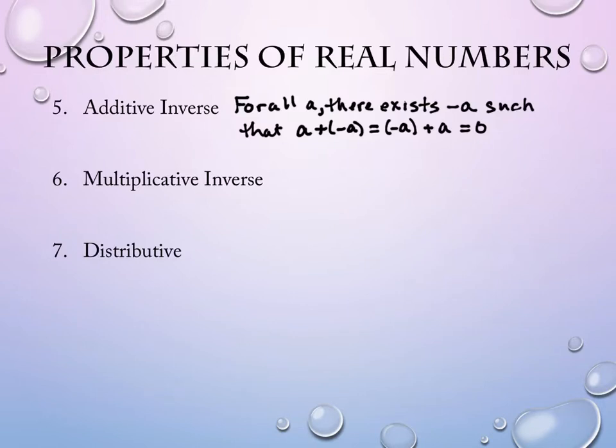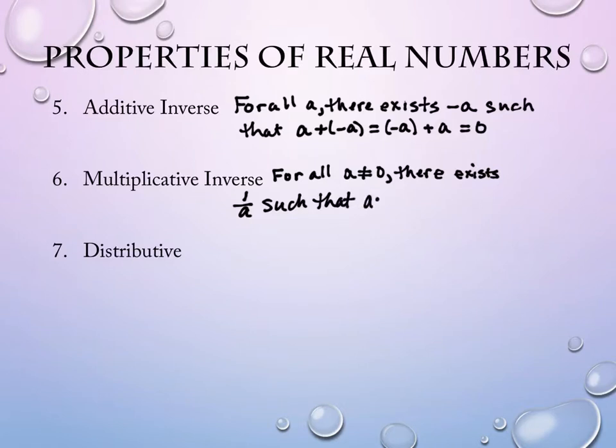The multiplicative inverse is quite similar. It says for all a not equal to 0. I do need that on this one. There exists one over a, the reciprocal, such that a times 1 over a, or 1 over a times a, is equal to 1. So again, it's reciprocals, right? I can take any number, I can find its multiplicative inverse, otherwise known as its reciprocal. And the reason that it's the multiplicative inverse is because when I multiply them together, I get 1.